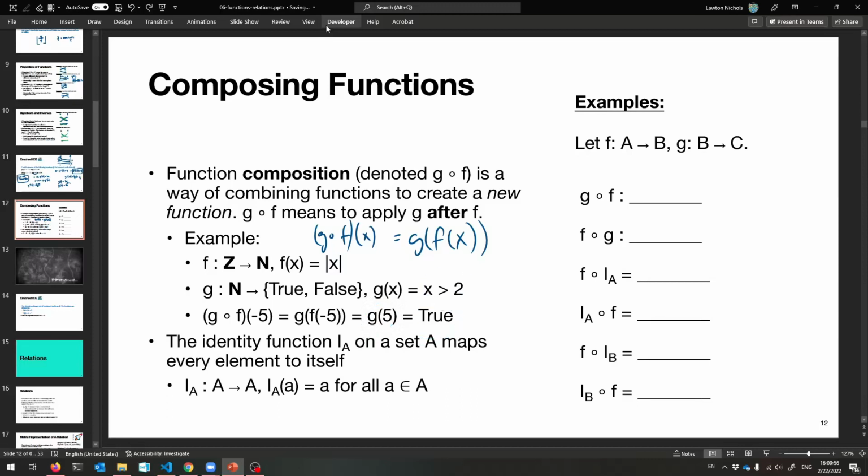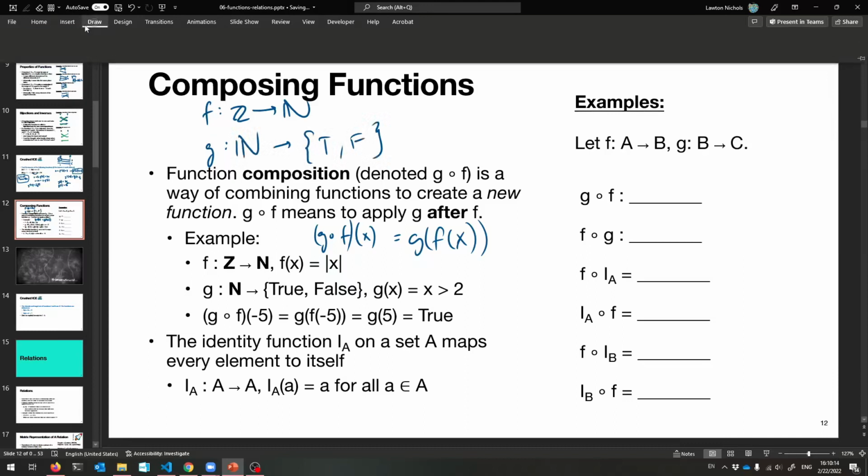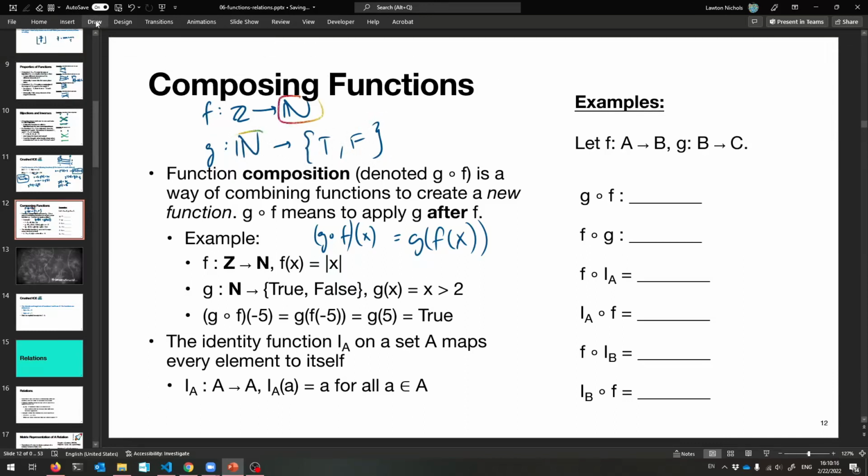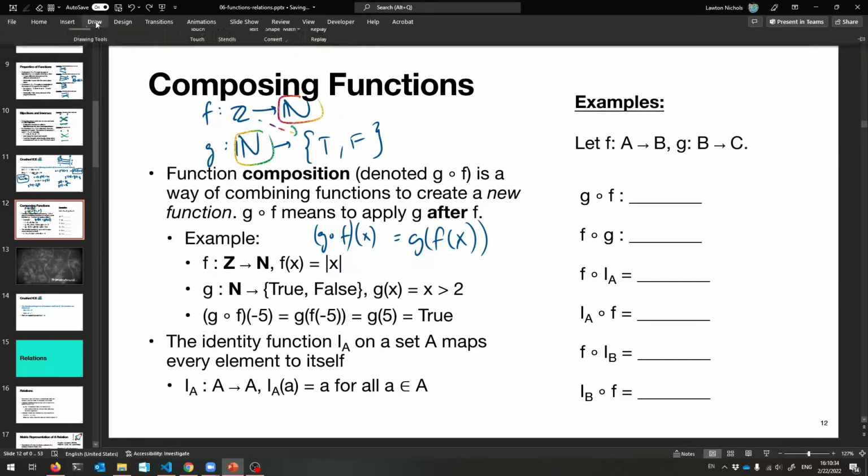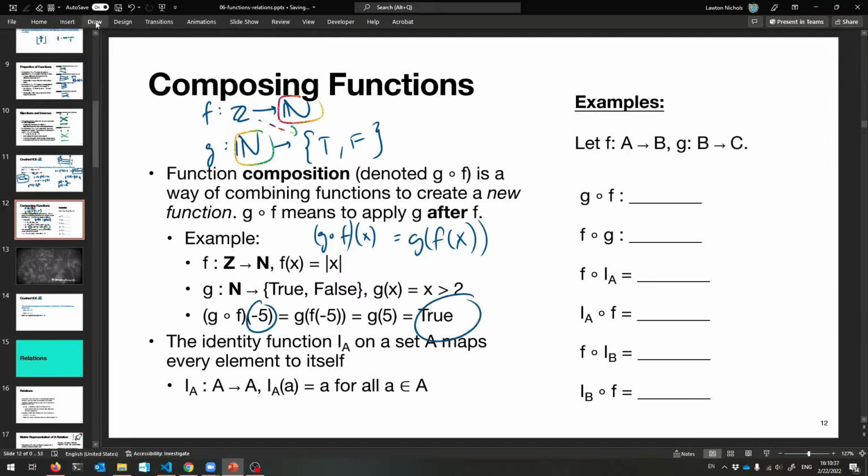Does that make sense? So this gave us a function. Well, let's write it all out. So F was from Z to N, and G was from N to Booleans, so N to true and false. And this needed to match up, and their composition ended up going from Z to the Booleans. You see that? We took an intermediate step in the natural numbers, but the final composed function takes an integer to a Boolean. I hope that makes sense. Took an integer, gave us back a Boolean.